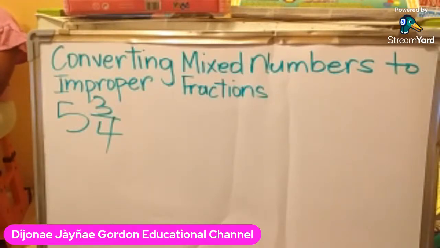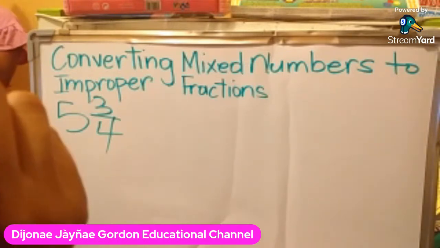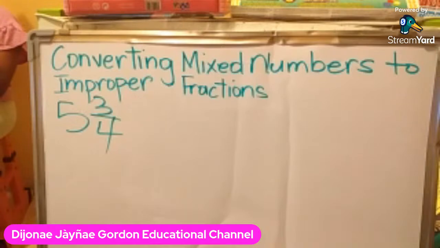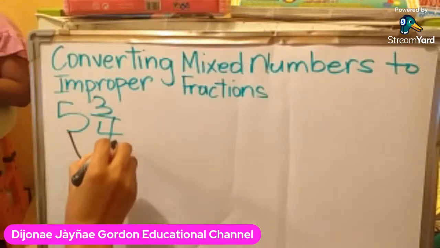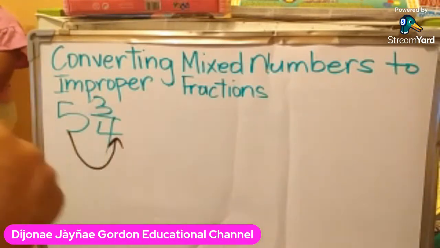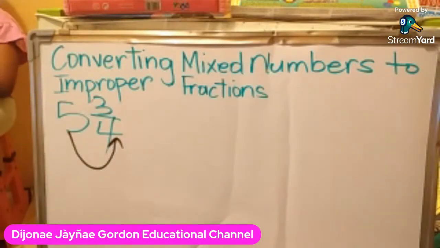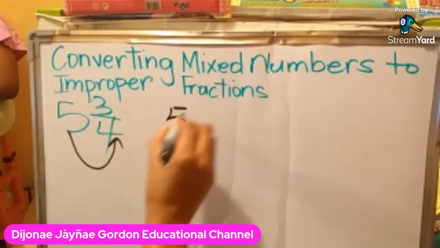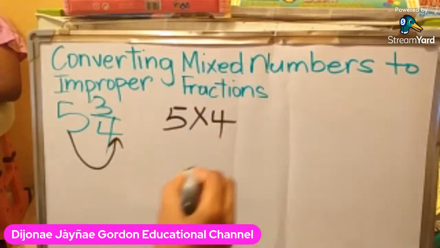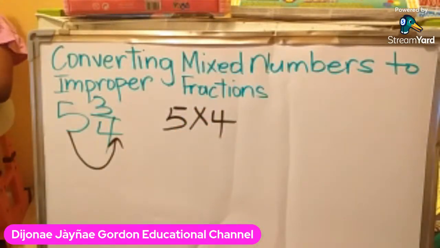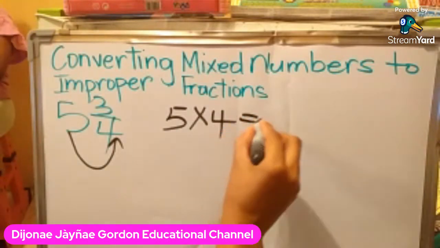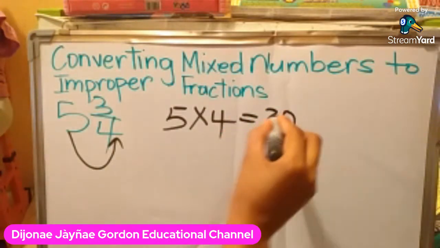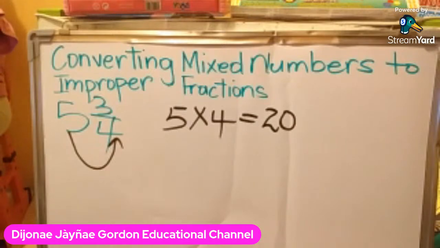So first, the first thing we have to do is to multiply our whole number by our denominator. The denominator is the number at the bottom. So 5 multiplied by 4. And 5 multiplied by 4 gives you how much? 20. 5 multiplied by 4 gives us 20.